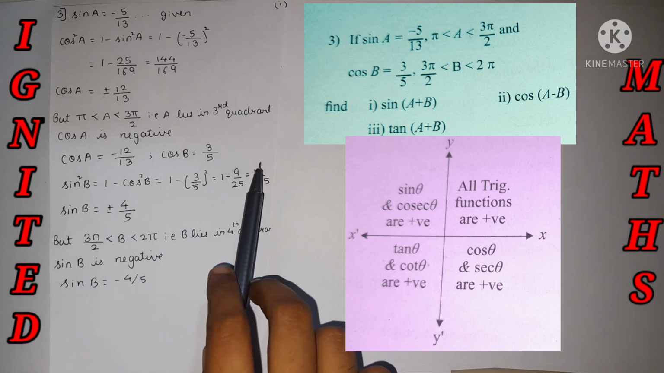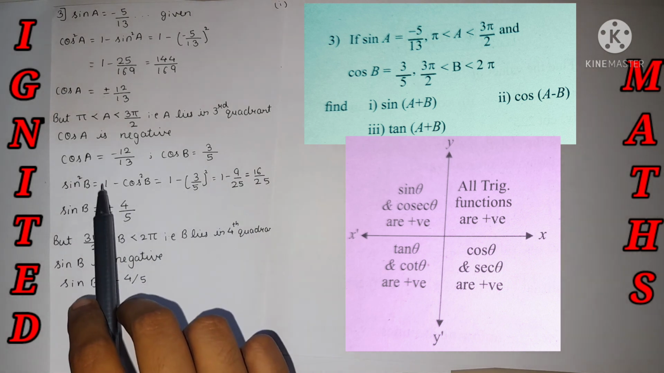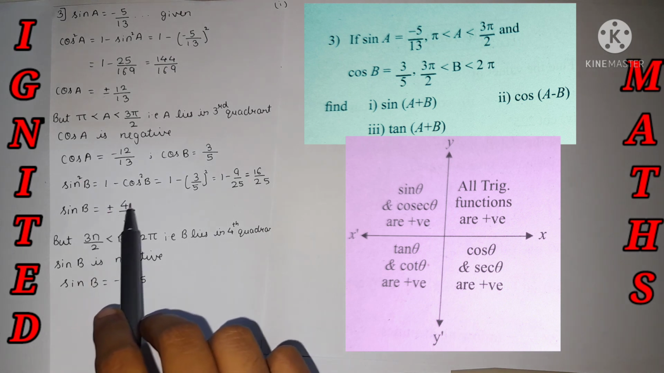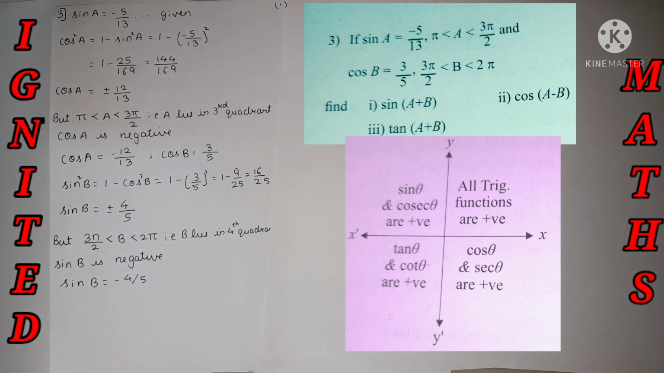So we have found it. It's nothing but 16 by 25. If we take the square root of it, it's nothing but plus or minus 4 by 5. So they have given the hint that B lies in the fourth quadrant. Okay, in the fourth quadrant only cos and sec are positive. Yes, so the sine is absolutely negative. So take the value as minus 4 by 5. So we have the values of sine A, cos A, sine B, cos B.